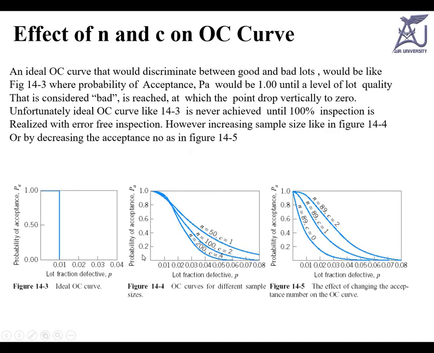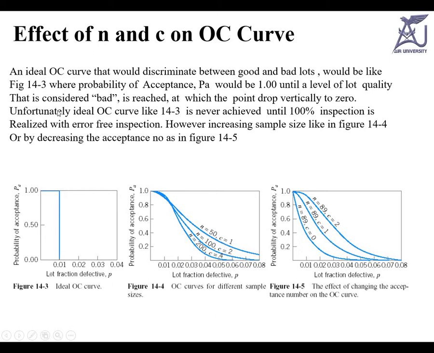Okay, now coming to the effects of N and C on the OC curve. Ideally speaking, if you have an ideal OC curve, which is normally not practicable, that would discriminate between the good and bad lot. That means if your production is 1% or less defect, it will be accepted 100%, but if anything goes beyond that, it will be rejected all the way. That is 0% acceptance probability. But normally when you are doing inspection, you may have some kind of probability of acceptance, not like that, but actually like these two curves.